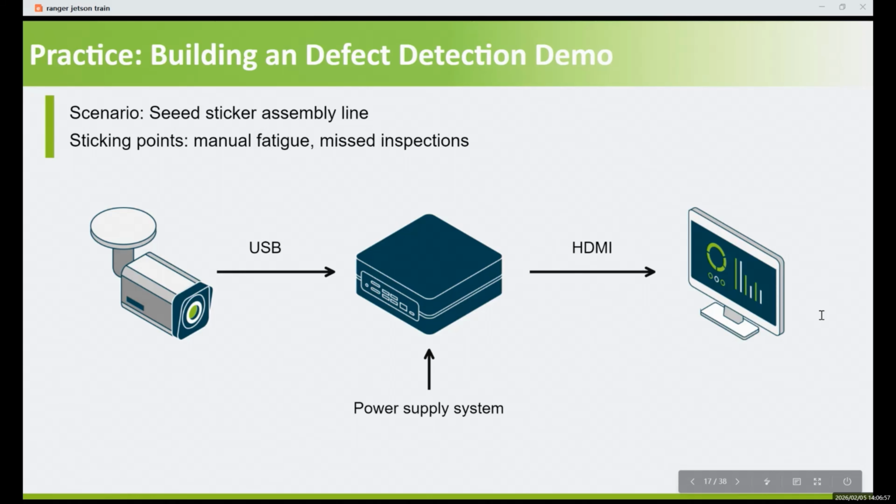The traditional way to address this is to assign a worker to monitor the production line on site. This might be the most straightforward approach, but by no means an optimal one. So now we'll demonstrate how to design a sticker defect detection system based on Jetson. First, we need to set up the hardware. For the sake of simplicity in this demonstration, we'll just use a basic hardware setup. We simply connect Jetson to one USB camera and one HDMI display.